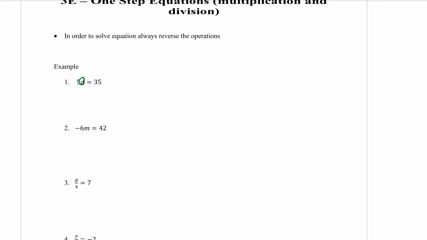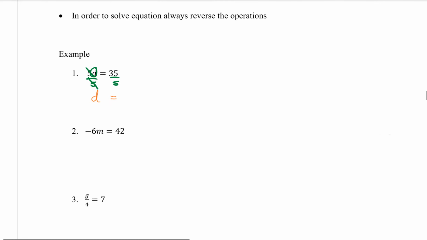Now, to do that, I don't like to write the divide sign. We prefer to do fractions. We go divide by 5, like that. Divide by 5. That will cancel that 5 off from in front of that d. D is then by itself, so it'll be d equals 35 divided by 5 is 7. Good.